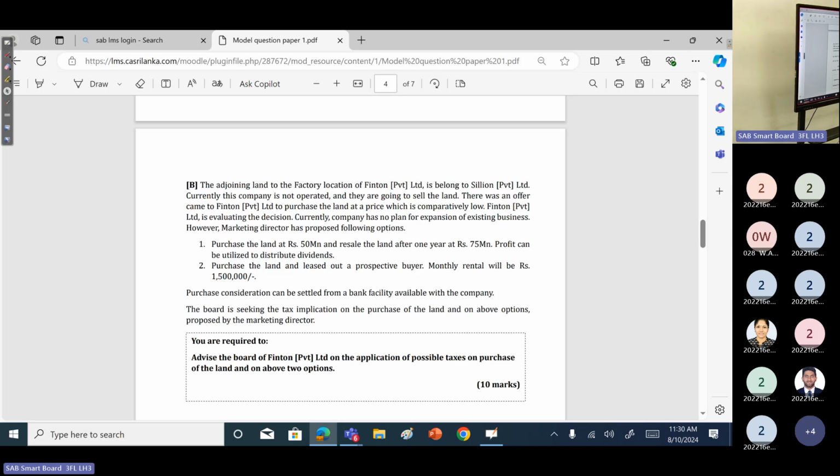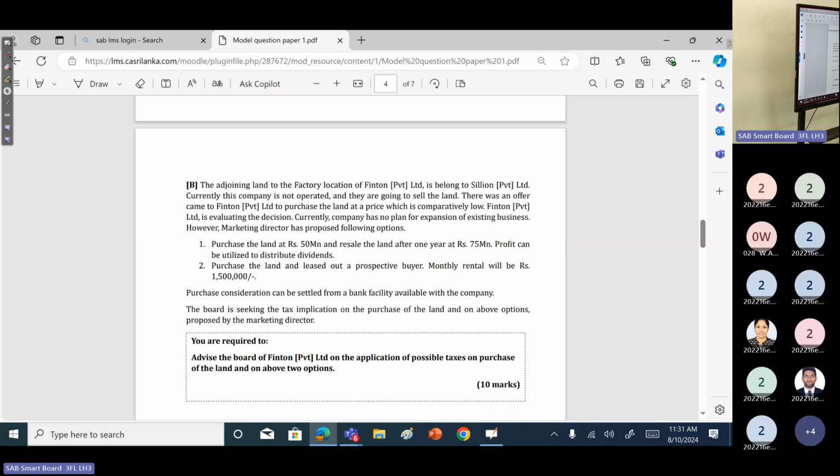Similarly, you have to use your general understanding about the taxes when you are advising on this. I'm not expecting you to give all the theoretical background. Simply, in one option they are going to purchase the land and sell. In the other, they are going to purchase the land and keep it as an investment property, getting rent income. Two options. If somebody wants to purchase a land, the first thing is tax implication. They have to consider there will be stamp duty. If you are purchasing a land, there will be stamp duty. They have to pay stamp duty.